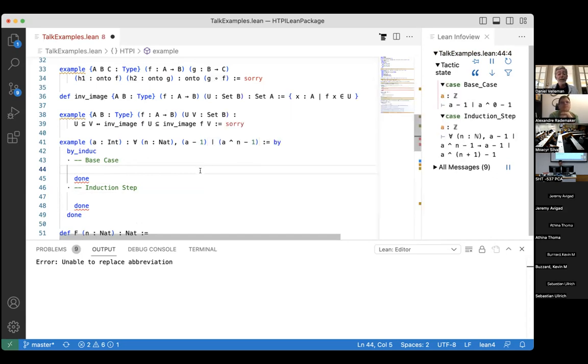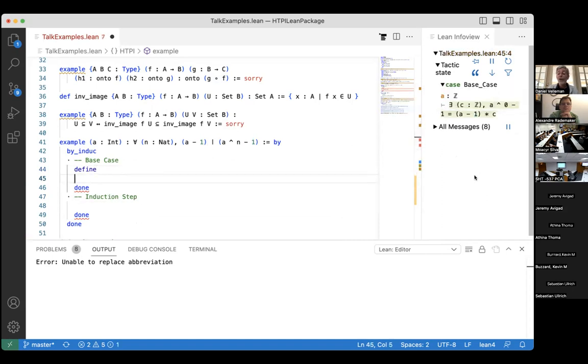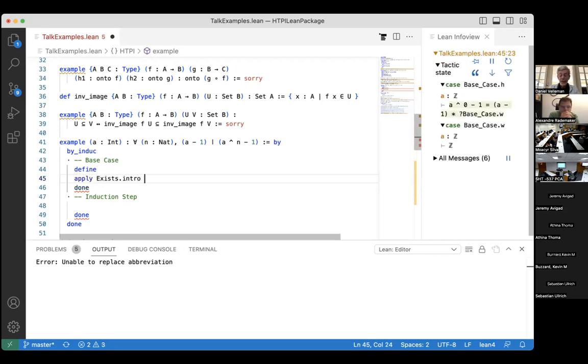Okay, base case. What do I have to prove? It's right here. A minus 1 divides A to the 0 minus 1. I think I'm going to define that just so we know what we're proving. I have to come up with an integer C so that A to the 0 minus 1 equals A minus 1 times C. Well, A to the 0 is 1. 1 minus 1, the left side is 0. And so the obvious choice for C is 0. So I'll say apply exists_intro 0.